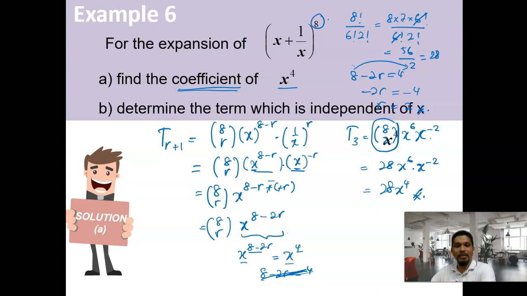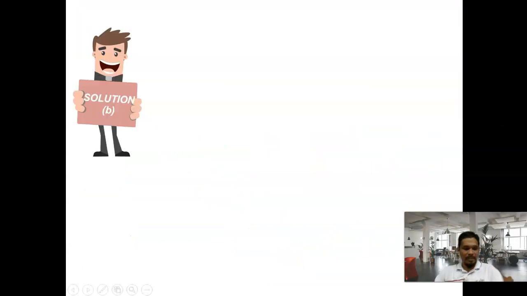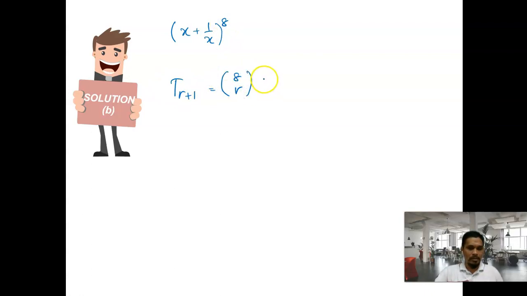And then determine the term which is independent of x. What is the meaning of independent of x? It means that it's a coefficient multiplied with x to the power of 0, independent of x. Okay, so then again, the expansion of (x plus 1 over x) to the power of 8, so then T r plus 1 equal to 8Cr, x to the power of 8 minus r, and x power of r.